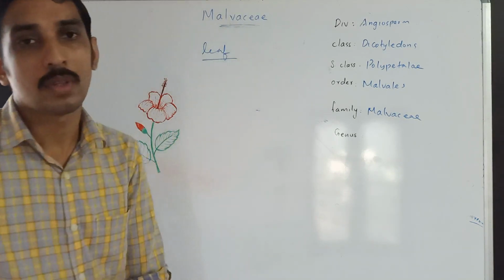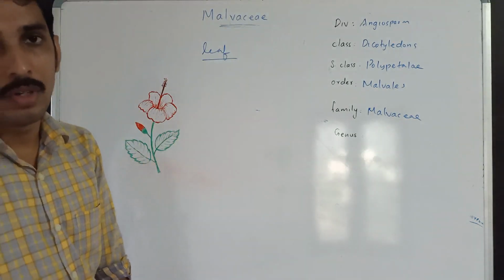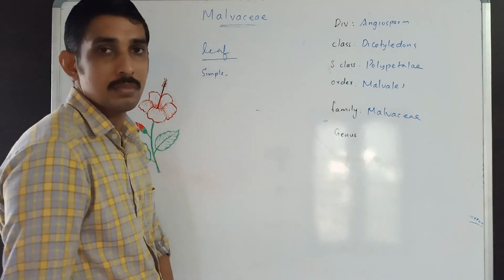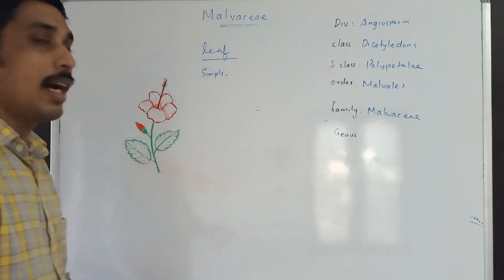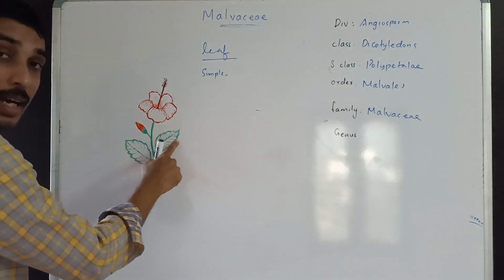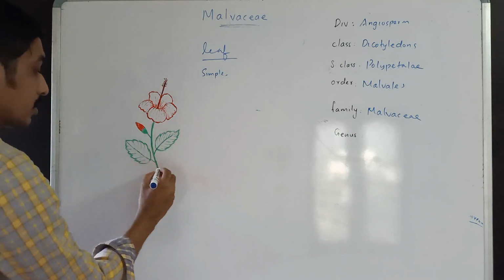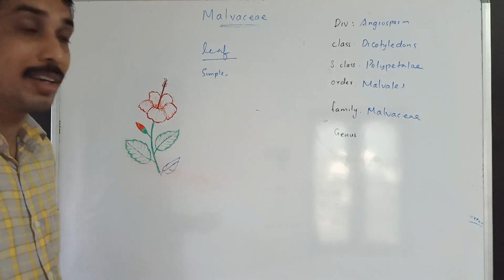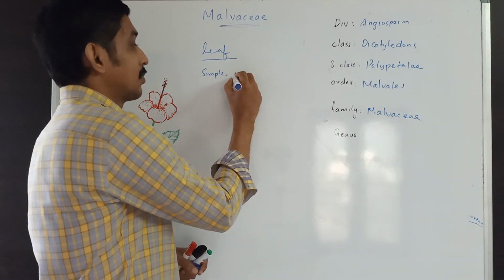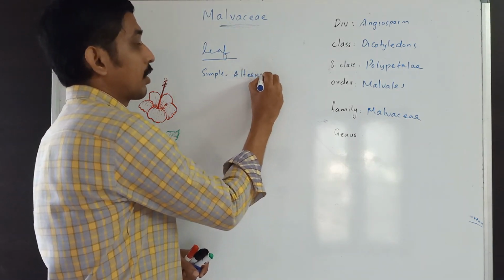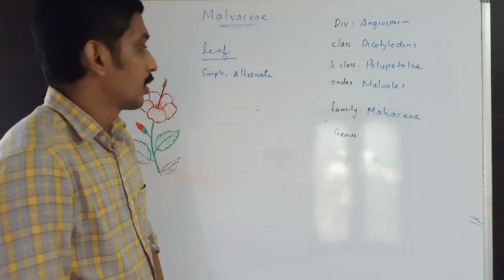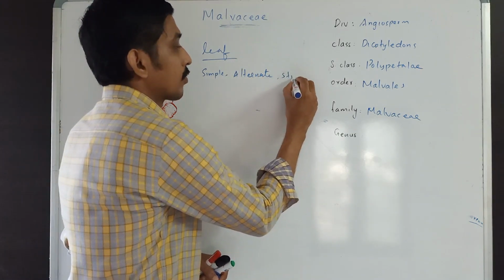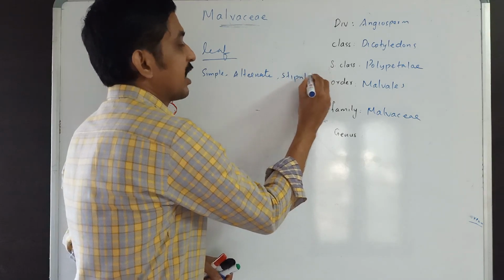Leaf. When you take the case of leaf, the leaf is usually simple. And their phyllotaxy, the arrangement of leaf on the stem, you can see the leaves are arranged in an alternate order. That is, the leaf phyllotaxy is alternate. That is simple, alternate. And most of the plants contain stipule.